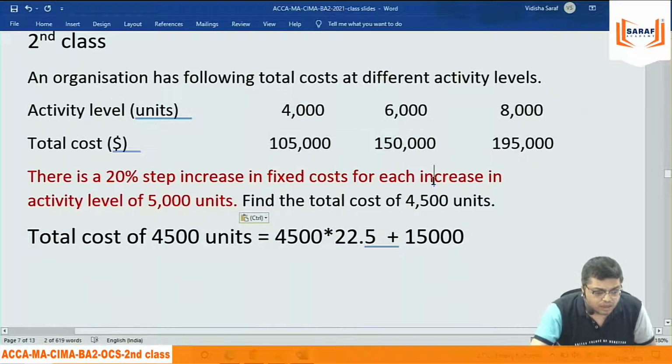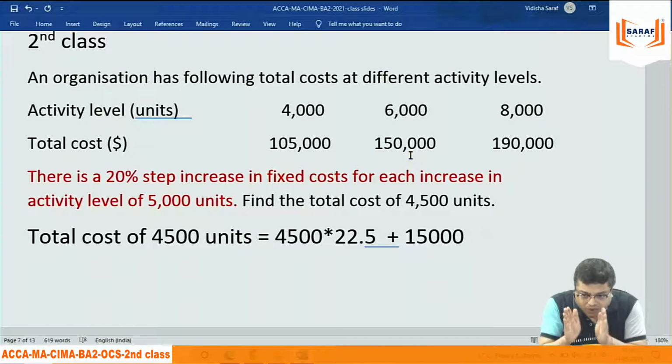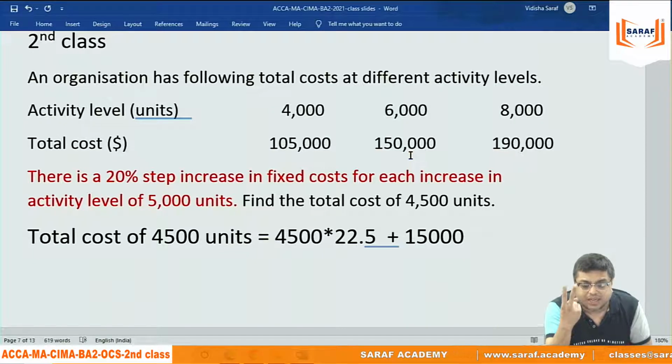Can we say that in 6,000 units total cost is 150 and in 8,000 units total cost is 190? In 6,000 units total cost 150, in 8,000 units total cost 190. Can we say that at these two levels the fixed cost is the same? That means from this level we can calculate variable cost, because fixed is the same. Now we can say that the increase in cost is 40,000, from 1 lakh 50 to 190, for 2,000 units, 6,000 to 8,000. 40,000 by 2,000, so per unit variable is coming how much? Per unit variable is coming 20.